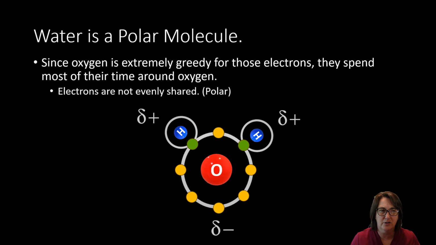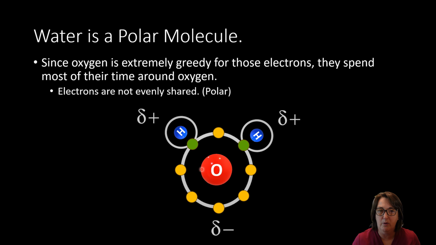Since oxygen's extremely greedy for those electrons, they're going to spend most of their time here around oxygen. The electrons are unevenly shared. Oxygen's going to have these electrons most of the time. So when they're unevenly shared, they're going to be polar. And you can look at an electronegativity chart. If my charges are way off, if they're not very close at all, you can pretty much guarantee that it's going to be some type of polar molecule. The closer they are in charges, those would be nonpolar. They're going to share evenly.